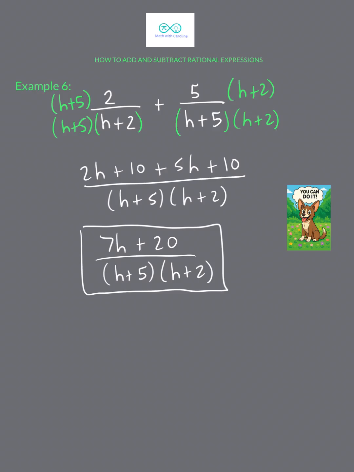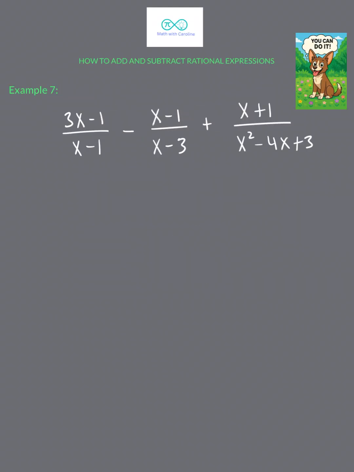Let's do one more. Now I've saved the most complicated one for last. In this one, we're going to add and subtract 3 terms. So we need a common denominator. Now this is linear, and this is quadratic. So we'll definitely want to factor this one first to see if we have any common factors that we already have in the other two. So go ahead and factor this denominator now.